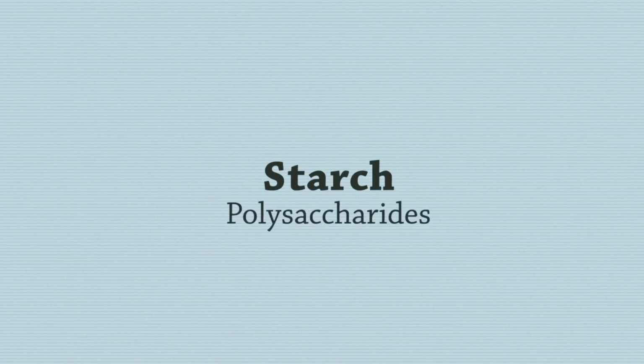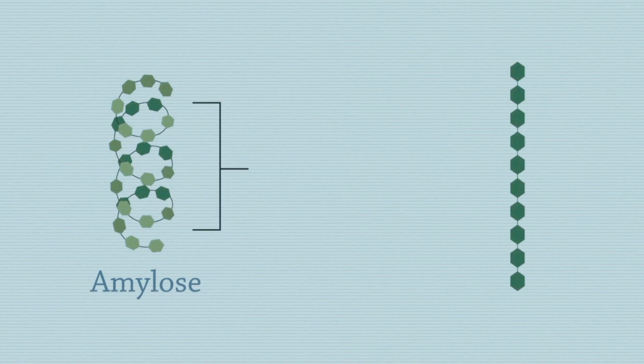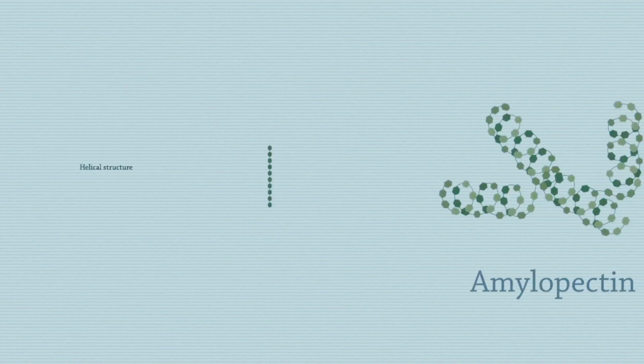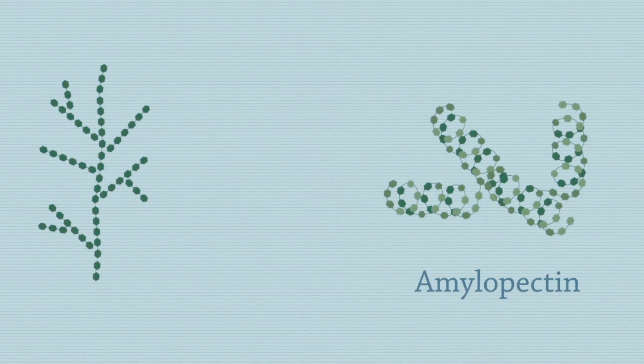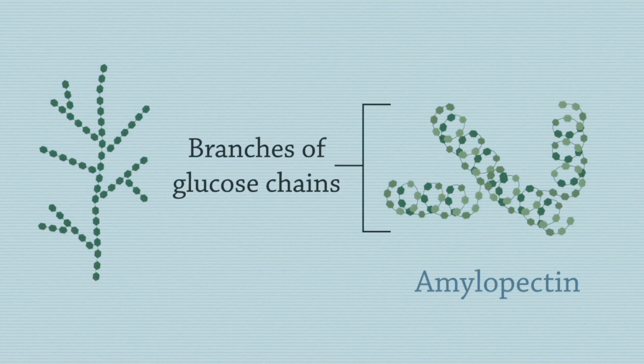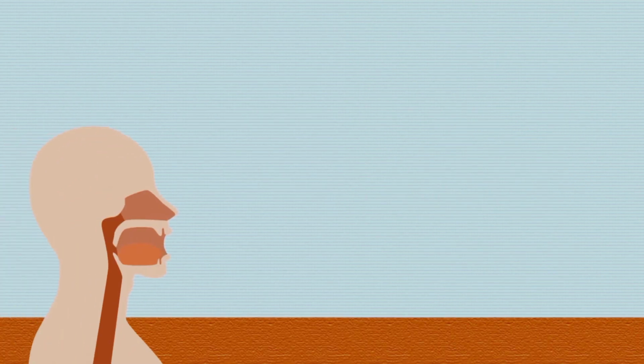Starch is actually a combination of 2 polysaccharides, amylose and amylopectin. The amylose is just like the necklace. It is a long chain of glucose monomers coiled into a helical structure. The amylopectin is like amylose, but with branches of glucose chains.